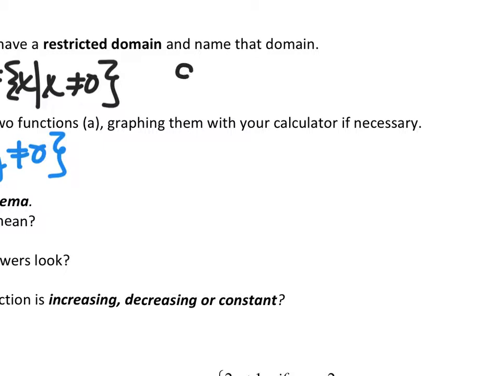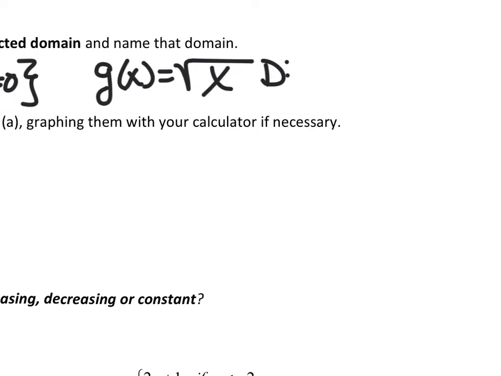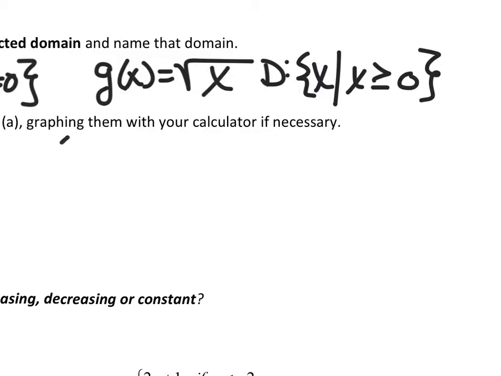Let's let g of x equal the square root of x. So it's the square root function. Think, what do you remember about square roots and what's inside the square root? For domain, it's the set of all x so that x is greater than or equal to 0 because what's inside can't be negative. So when we find domain, we take what's inside and set it greater than or equal to 0.